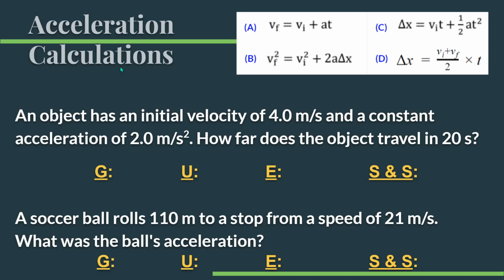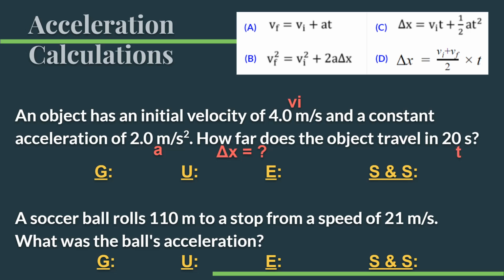All right, here are two more practice problems for you if you want to take a moment to look at them. The first one says an object has an initial velocity of 4 meters per second, so I'm just going to label it VI, and a constant acceleration of 2 meters per second squared. I'm going to label that A. How far does the object travel in 20 seconds? How far is displacement. That's what I'm looking for. And I have a time over here.